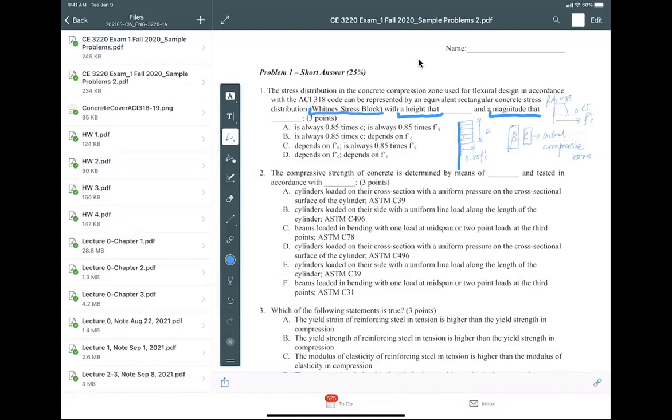Now you take a look at the choices I have, right? So A is always 0.85 times c, which is not right. Give me just 1 second, okay?